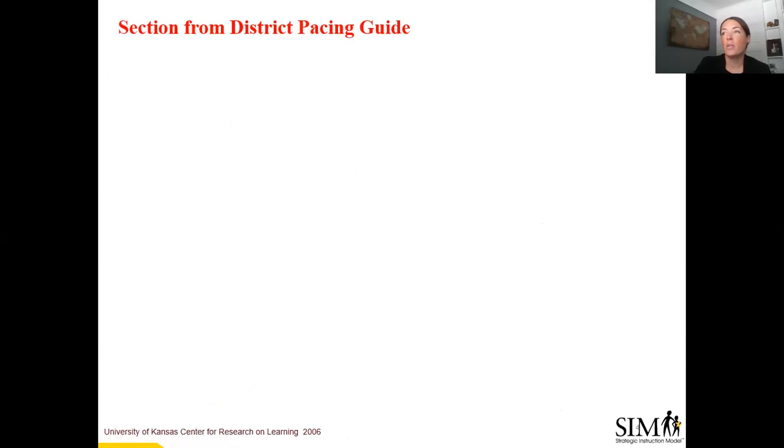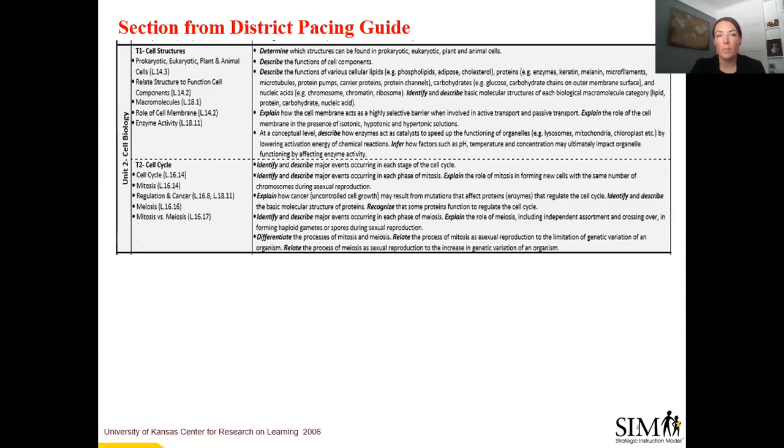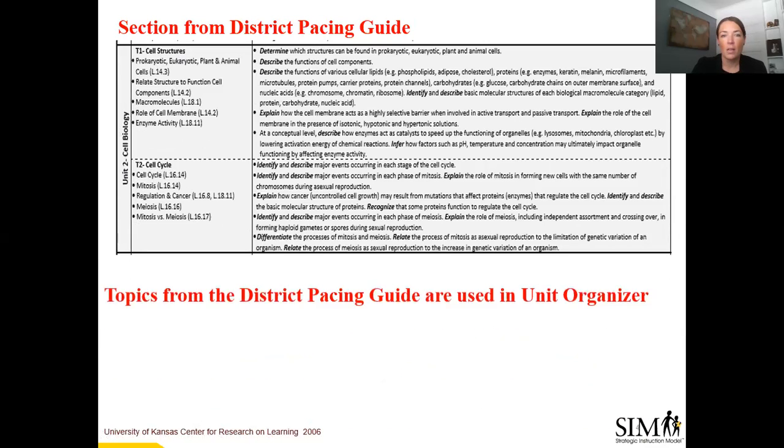In my district, we provide a district pacing guide. And on this pacing guide is where we can clearly identify what some of those subbubbles or topics are going to be for the unit. So like I said, the unit is cell biology. The two topics in this unit are cell structures and cell cycle. So it's pretty easy for me to draft my unit organizer with this.